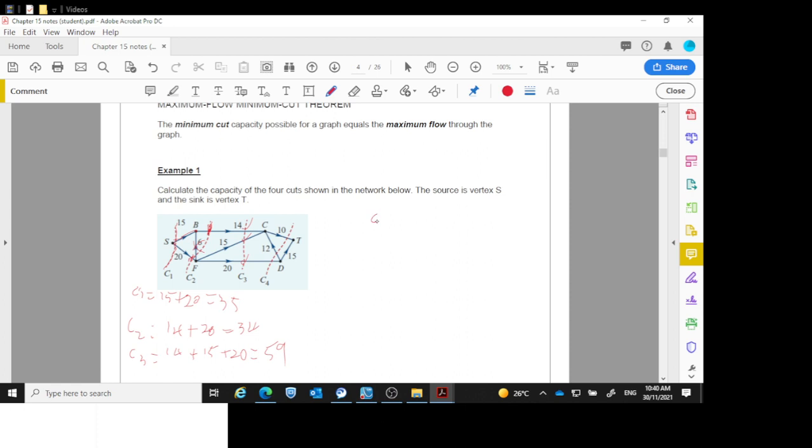Okay, C4 I'm going to do over here. C4, yes, we need the 10. We need the 20 here, but we don't need the 12 because if I cut here, no water can get to D. So I only need the 10 and the 20, so I've got 30.